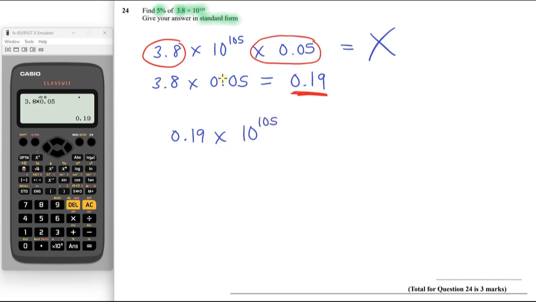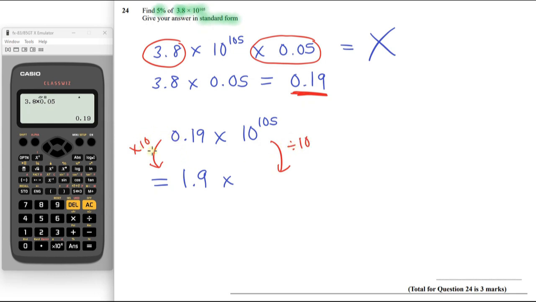Now at the moment this is not in standard form. To write our number in standard form, our base number has to be between 1 and 10. To get this between 1 and 10, we can multiply this number by 10. So if we multiply by 10, we get 1.9. But if we are multiplying this number by 10, to keep the value the same, we have to do the opposite to this number. So we need to divide this number by 10.